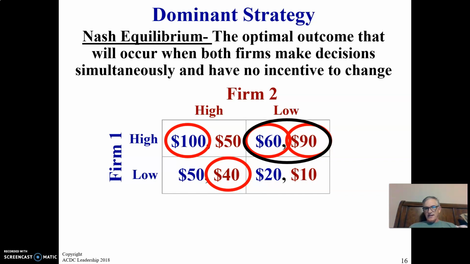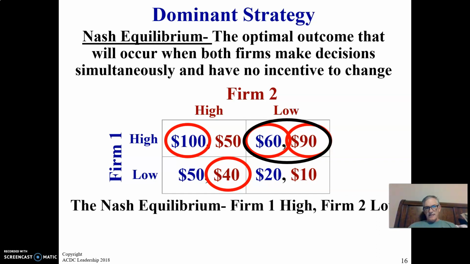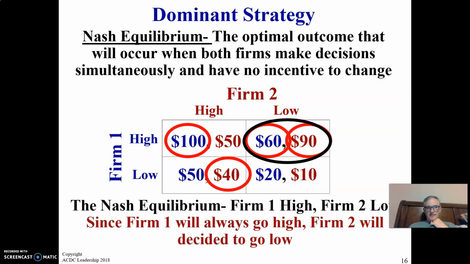Now, play that back 2, 3, 4, 5 times, whatever it takes. It's going to go from being a bunch of numbers, jumbled up, kind of confusing, to really, really easy. So, Nash equilibrium: firm 1 high, firm 2 low. Since firm 1 will always go high, firm 2 will decide to go low. All right, and that will be Nash equilibrium.